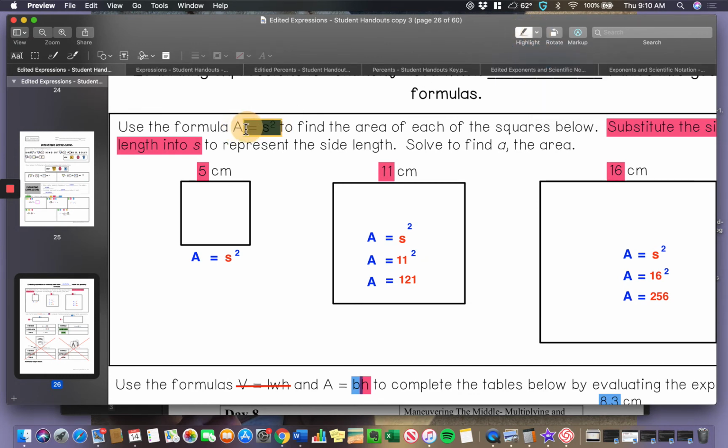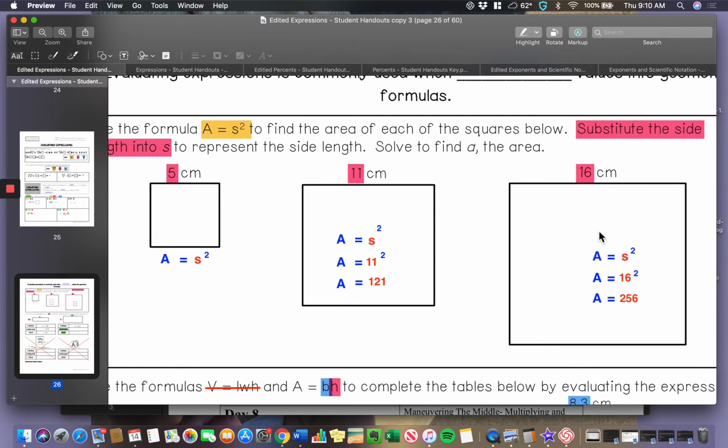and plug in s, which is going to be the length of the side of the square. So I know what s is because they told me the length of this side of this square. I can plug in my 11 to where s was and replace s with 11 and then square it. So it's 11 times 11, which is 121.